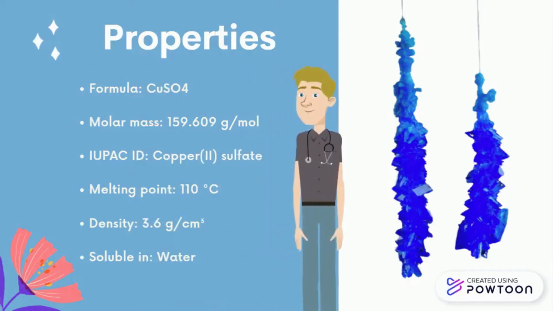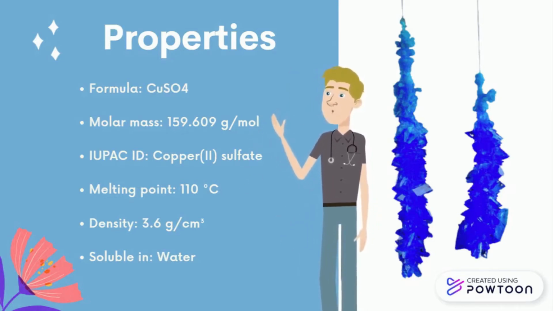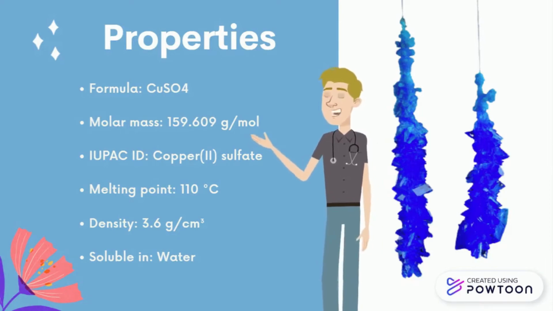The properties of copper sulfate. It is known by the formula CuSO4. The molar mass is 159.609 g per mole. The ion identification is copper and sulfate. It has a melting point of 110 degrees Celsius. The density is 3.6 g per cm3, and it is soluble in water.